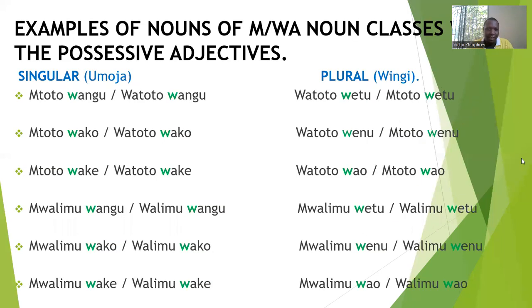Now, let's see examples of this possessive adjective together with the nouns that are under one noun class. Mtoto wangu or watoto wangu. Watoto wetu, mtoto wetu. Mtoto wako, watoto wako. Watoto wenu, mtoto wenu. Mtoto wake, watoto wake. Watoto wao, mtoto wao.